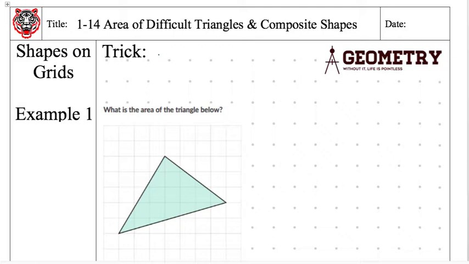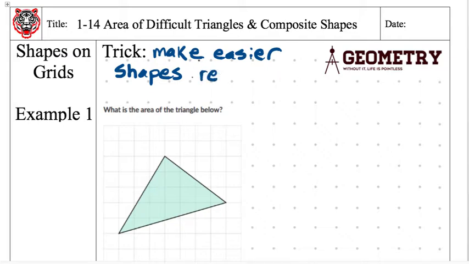Okay, the trick is this. Make easier shapes. And by easier shapes, I'm thinking of rectangles and triangles. So in parentheses, rectangles. First, you should look for rectangles, and then triangles are next.